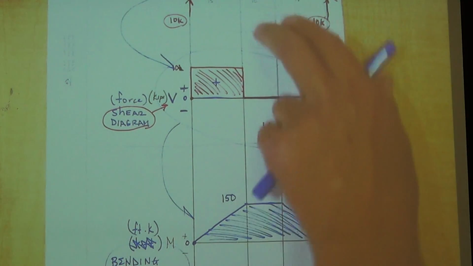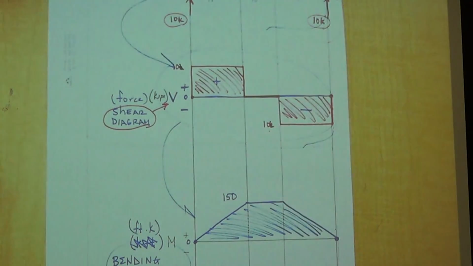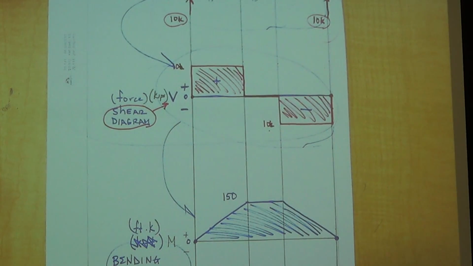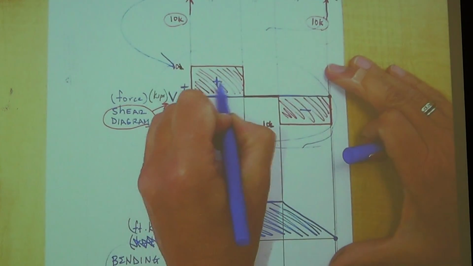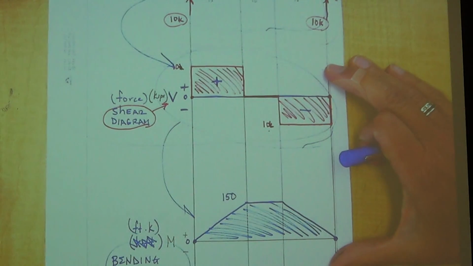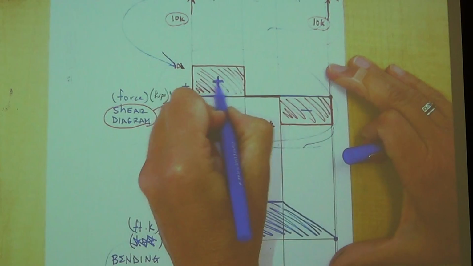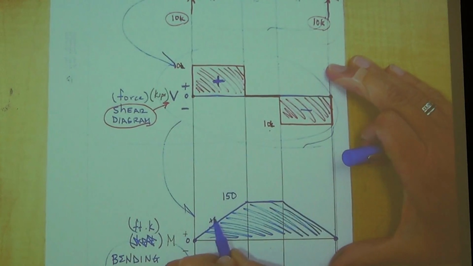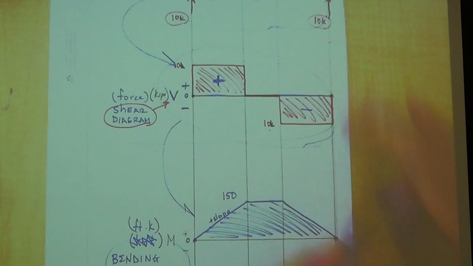So positives and negatives, is it truly the moment or the slope? I'm going to tell you the whole idea about the standard direction at some point. But right now, if you have a positive area, you know it's a positive slope. Negative area means negative slope.